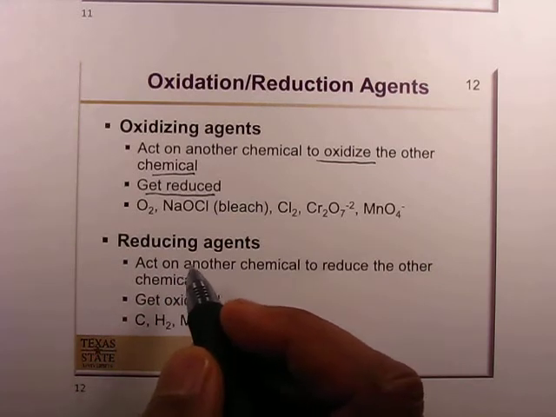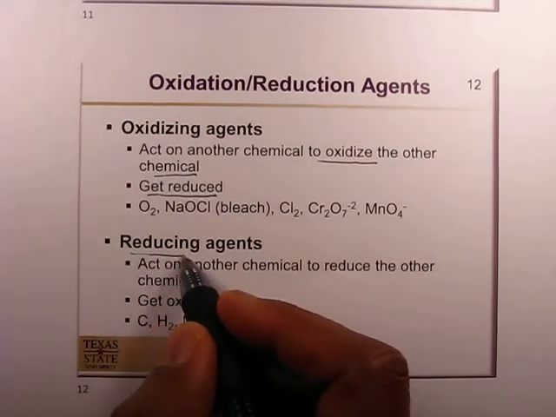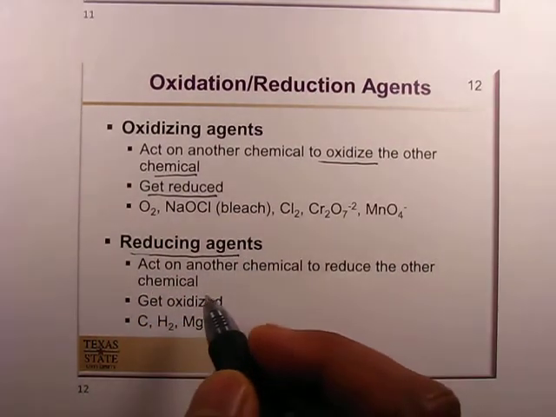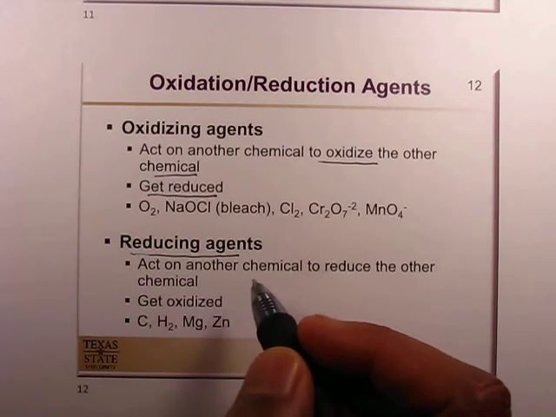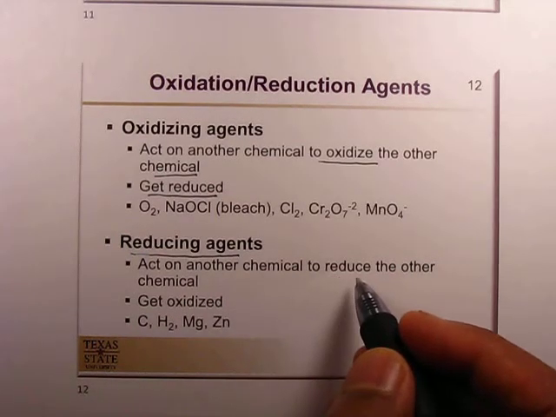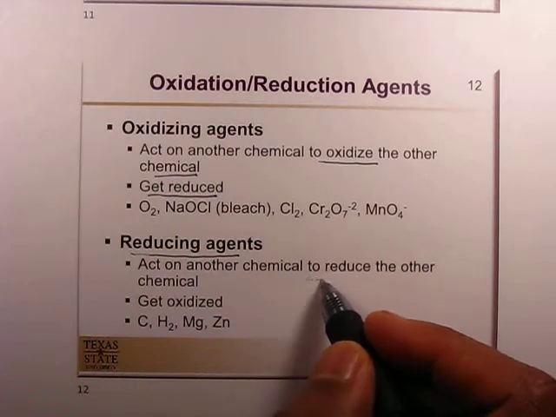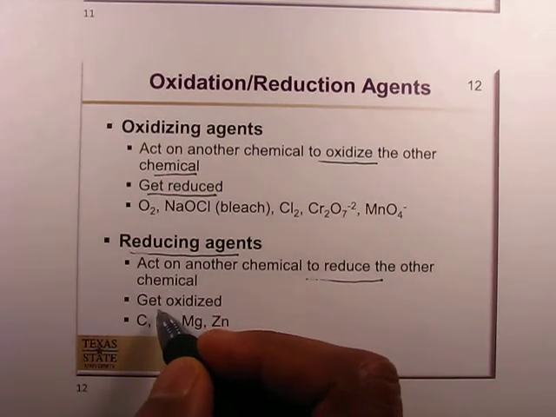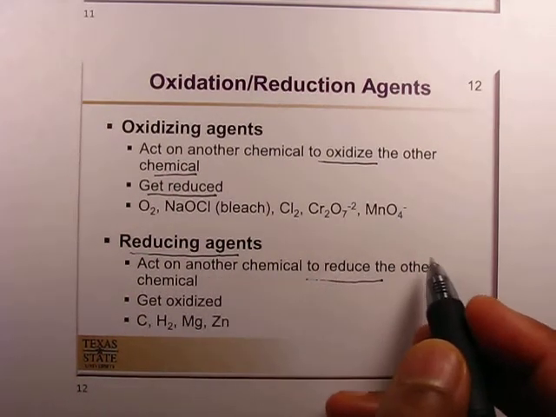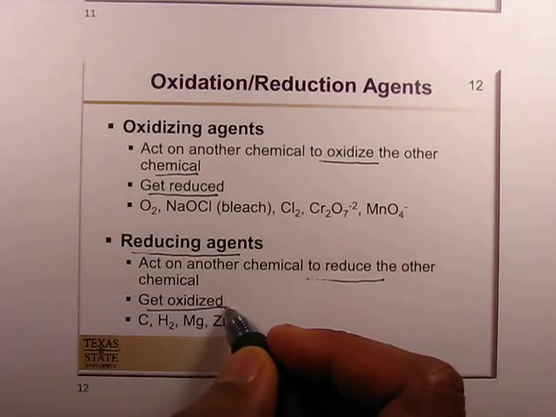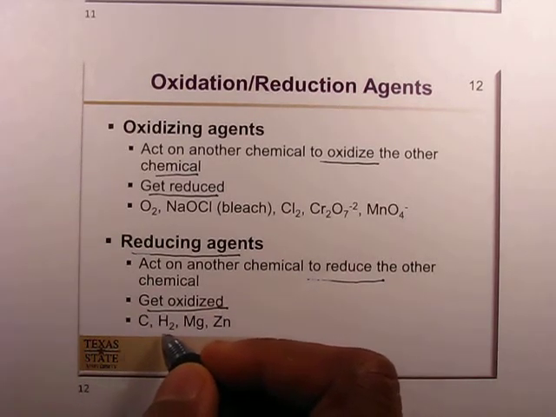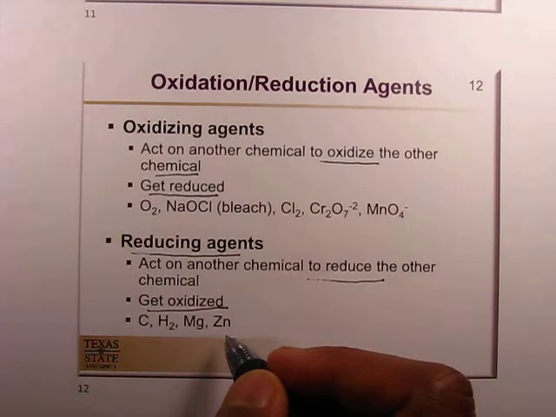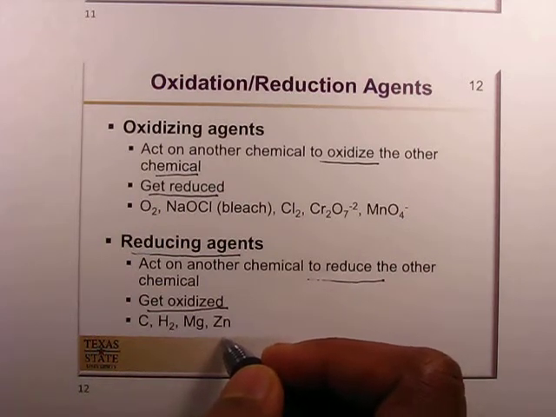Another definition is reducing agent. Reducing agents are those agents which act on another chemical to reduce the other chemical, right? So they reduce the other chemical, but they themselves get oxidized. For example, carbon, hydrogen, manganese and zinc.